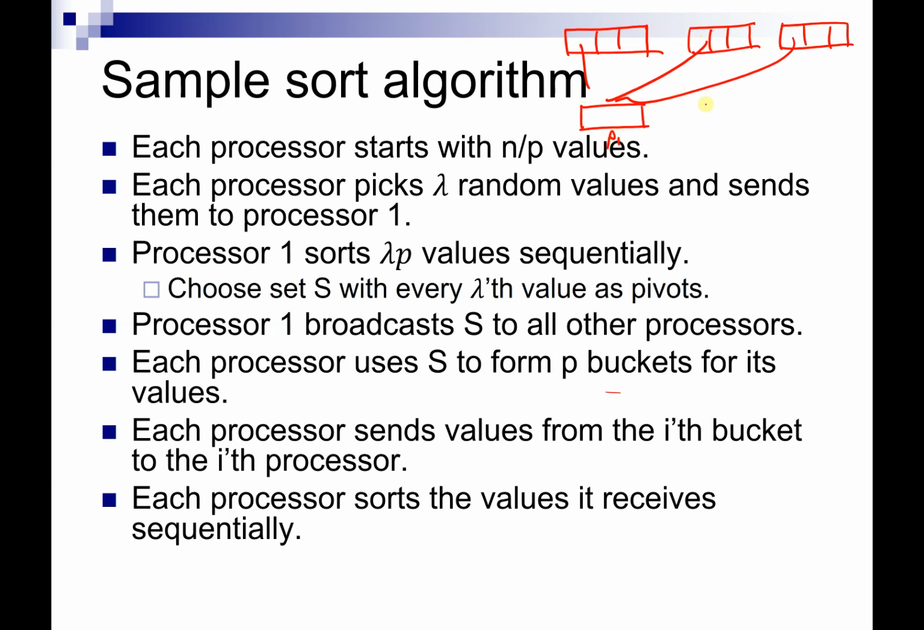Right, so this is processor 1. Processor 2 is going to take the second bucket from all these guys. So that's going to be his big bucket, right? And then same for processor 3.